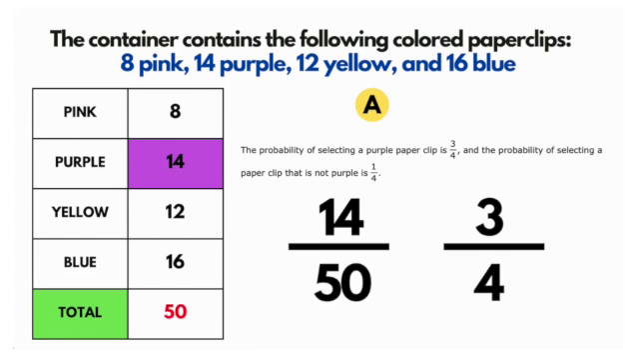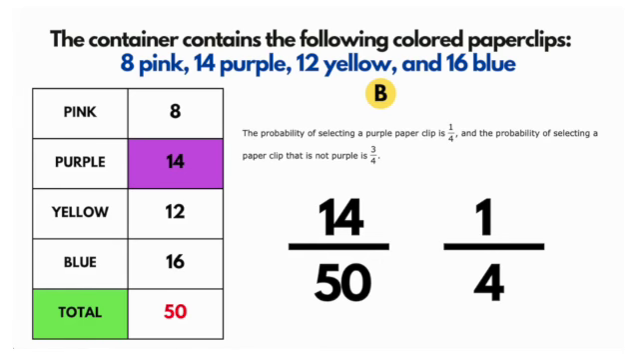So let's look, now that we have 50, at A. The probability of selecting a purple paperclip is 3/4, and the probability of selecting a paperclip that is not purple is 1/4. So if we set these up, we know purple is 14 over 50 based on our table, and then we have to set that up. The probability of selecting a purple paperclip is 3/4. So if we set this up in a proportion, we should be able to have some equality here. Now if we look at that, you can see that that's not equal, because 14 divided by a value is 3, and 50 divided by some value is 4. Those are not going to be balanced, and that's not going to work.